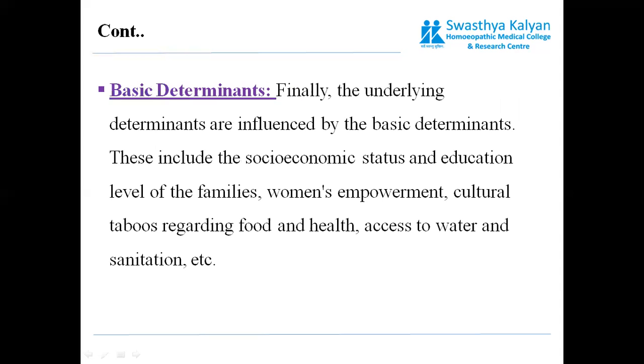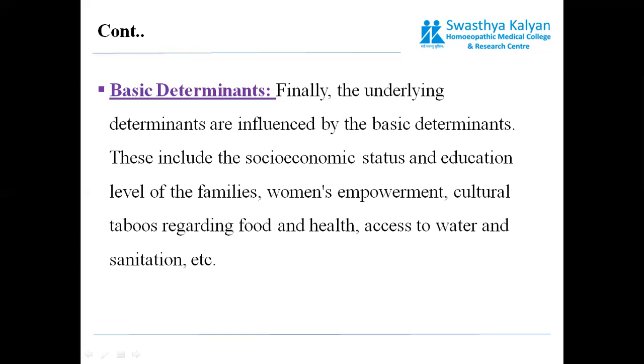And the last is basic determinants. First was immediate determinants. Second was underlying determinants, in which there were food, health, and care. And the third is basic determinants. Finally, the underlying determinants are influenced by the basic determinants.